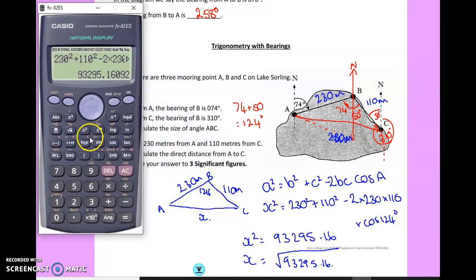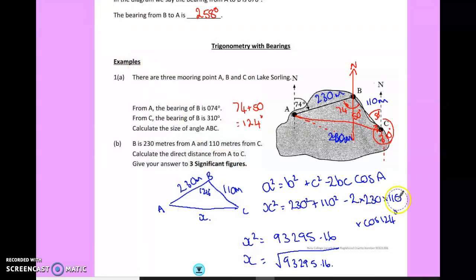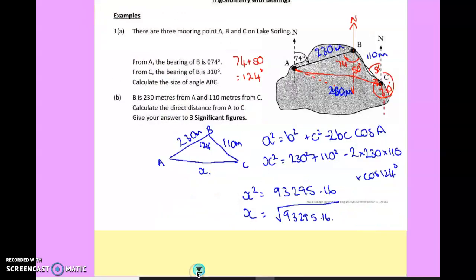Lost my calculator there. Square root, and the answer gives me 305.4. Let's see if we can put them here. So x is 305.44 meters.